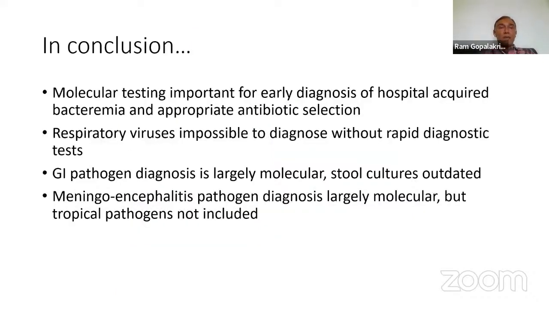So this is my last slide. Molecular testing is very important for the diagnosis of hospital-acquired bacteremia and for appropriate antibiotic selection, both correct selection as well as de-escalation. Respiratory viruses are impossible to diagnose without rapid diagnostic tests. We know that in the COVID era. GI pathogen diagnosis is largely molecular.